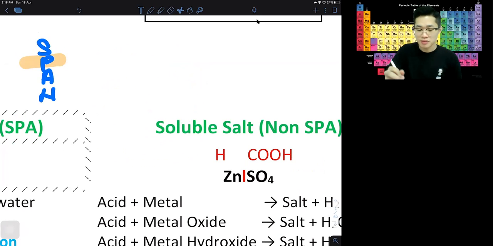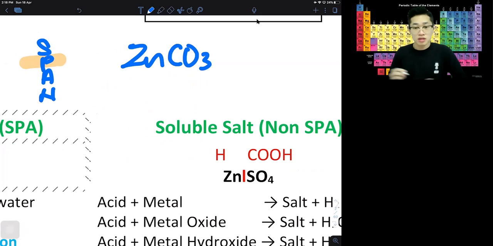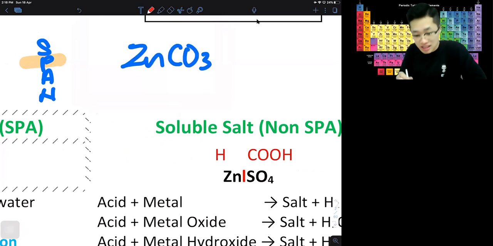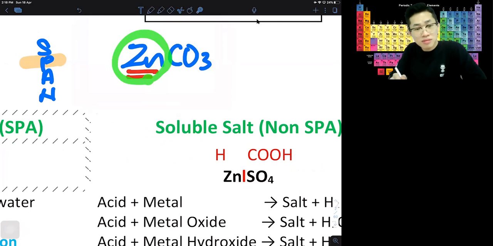Now another example. You always check the front. Is it SPAN, sodium, potassium, ammonium?